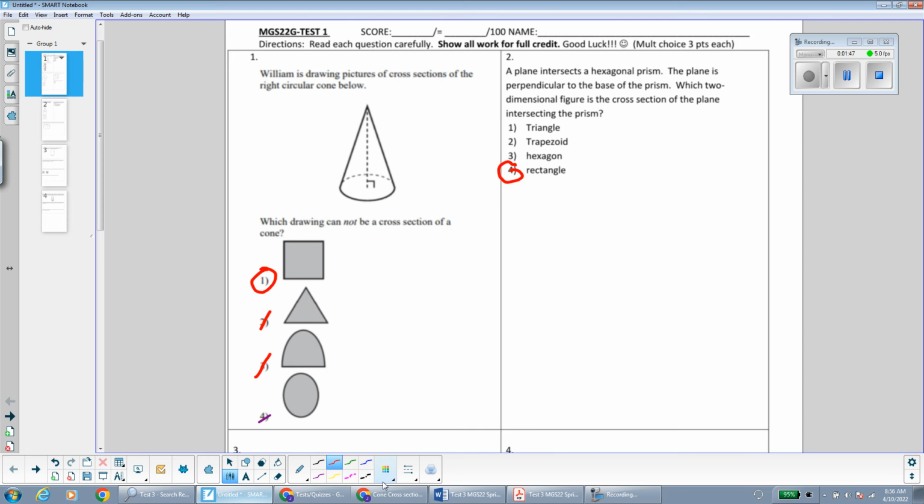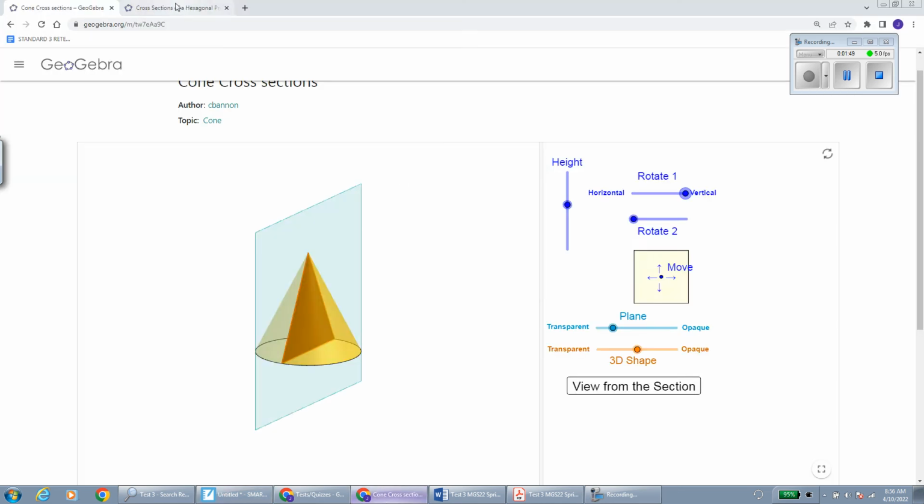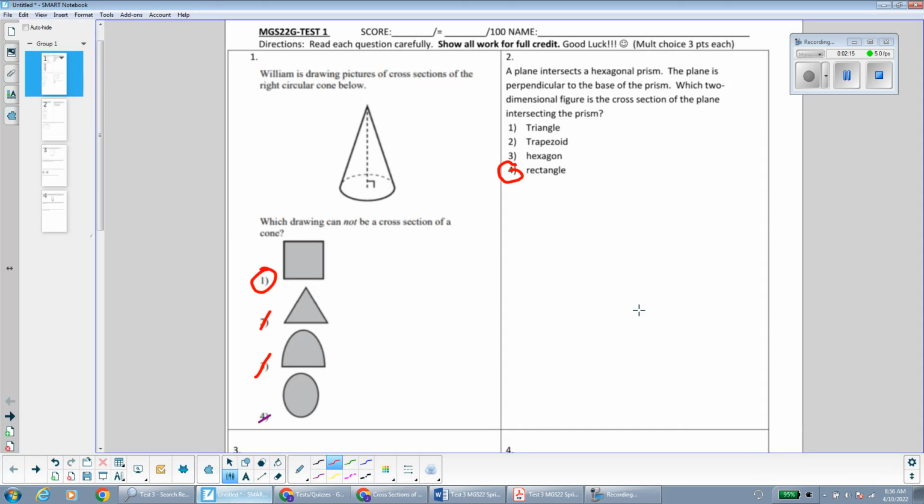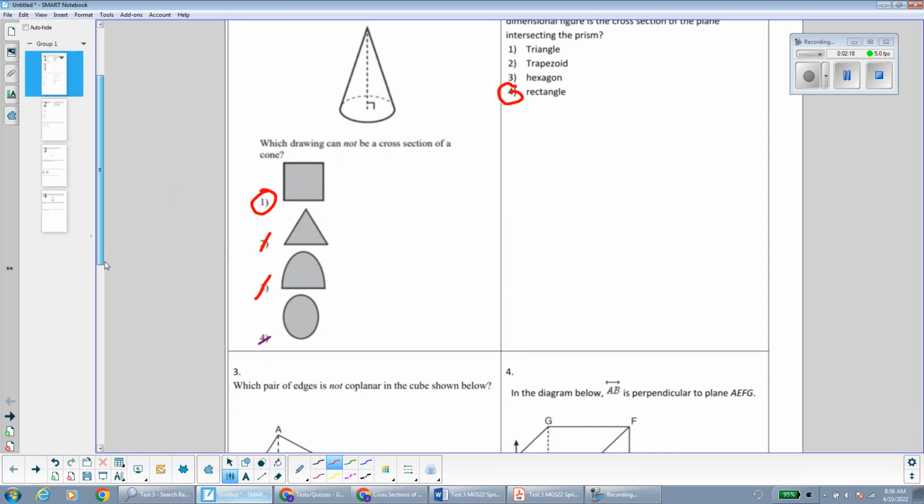And if you're having trouble visualizing that, over here, I have my hexagonal prism. Parallel to the base, no matter which way you hold the prism, you could have drawn the prism sideways, it would be the same thing. Parallel to the base will always be the same as the bases. Perpendicular to the base will be the same as the faces. So we can see here why rectangle is the correct answer. Moving on to the next one.